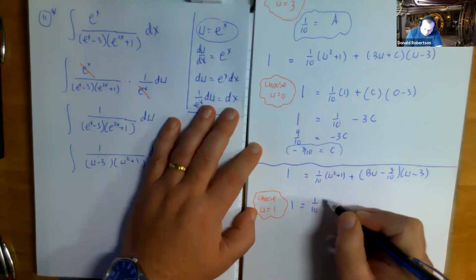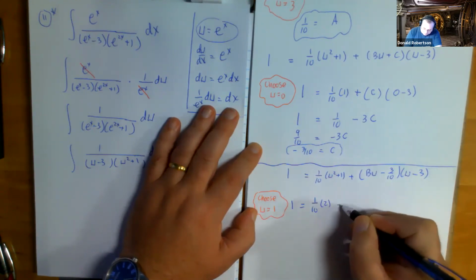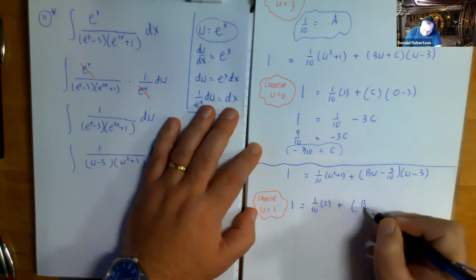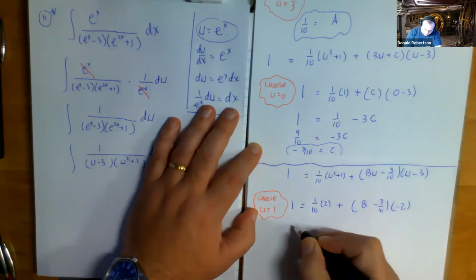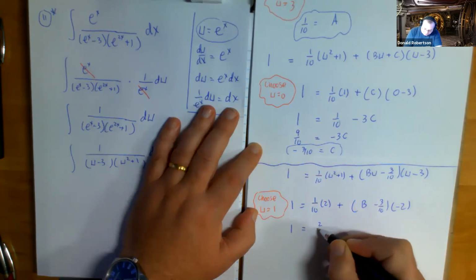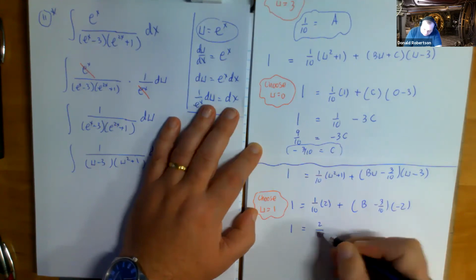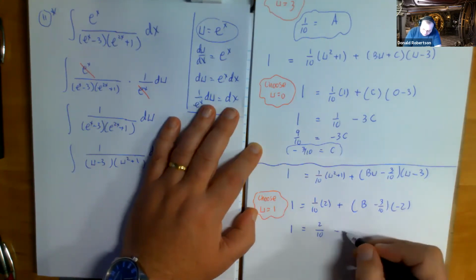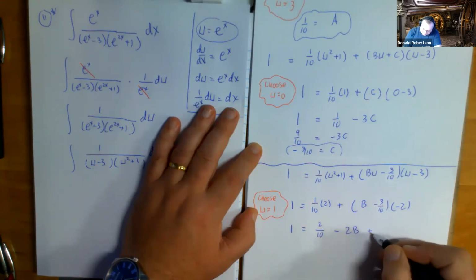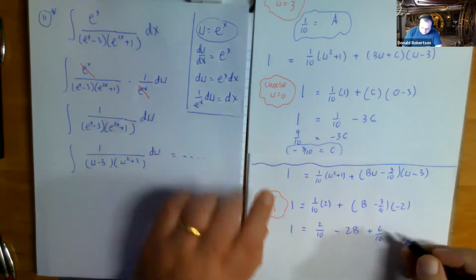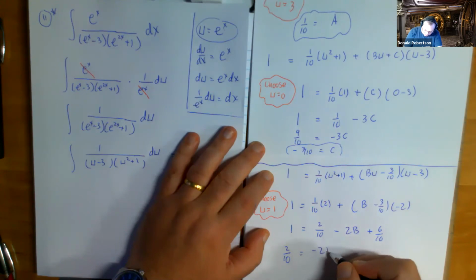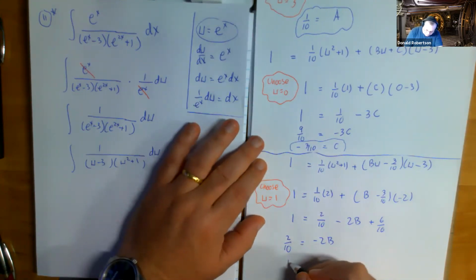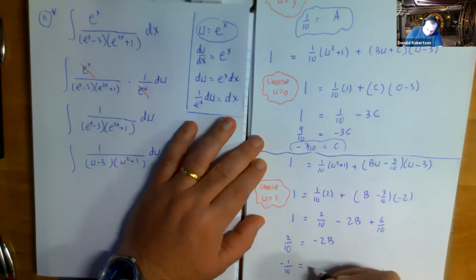So it's 1/10. 1 squared plus 1 is 2. Added to Bu just gets you B. Take away 3/10. And that take away that is negative 2. So that's 1 equals, I'm just going to keep it as tenths. I know that's 1/5, but I'm just going to keep it as tenths. That's negative 2B, and that's plus 6/10. So that's 8/10. And if you take away 8/10 from both sides, you get that line. And then if you divide, you get your last guy.